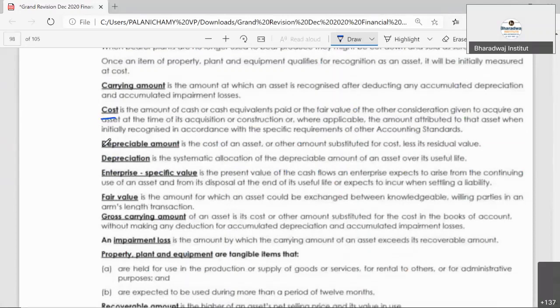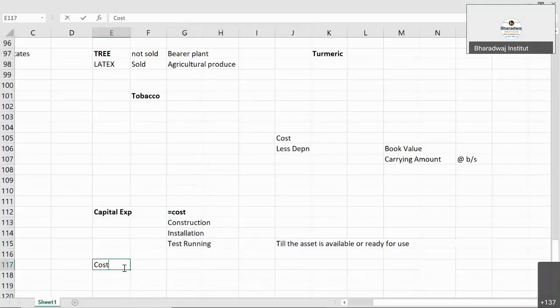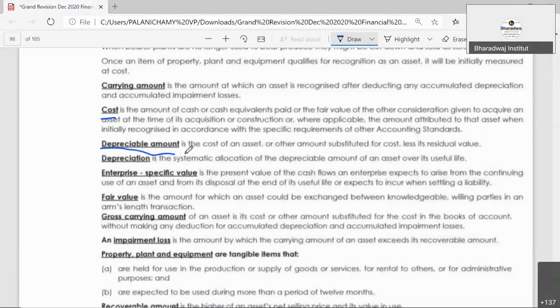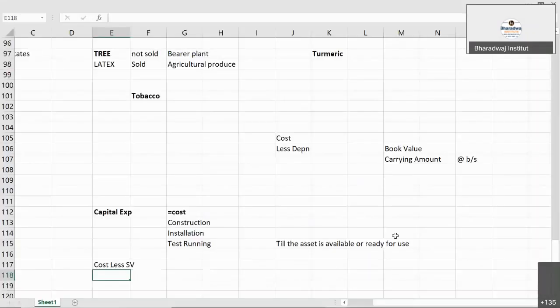Then depreciable amount also we had seen. Cost less scrap value, we call it as depreciable amount. Depreciation is a systematic allocation of cost, that also we know. It is based on SLM or WDV method you can follow. Sir, what do you mean by fair value? Fair value means if I sell the asset today, for example, cost of the asset is 10 lakhs. I claim depreciation 5 lakhs so far. Book value of the asset will be 5 lakhs.